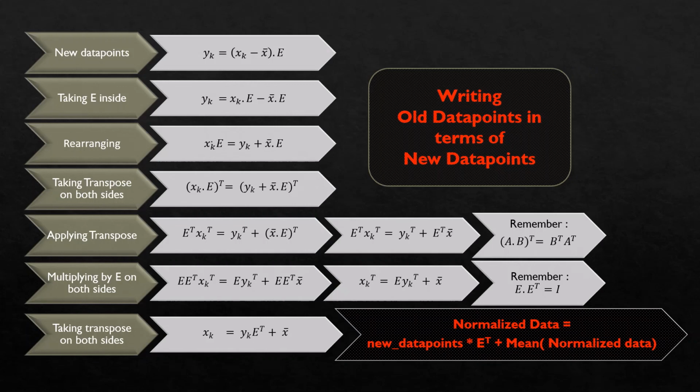Concluding, the normalized data can be retrieved by new data points into the transpose of the eigenvectors plus the mean of the normalized data. If you remember, this is what we have already done in the worked out examples under the part 3 video on PCA.